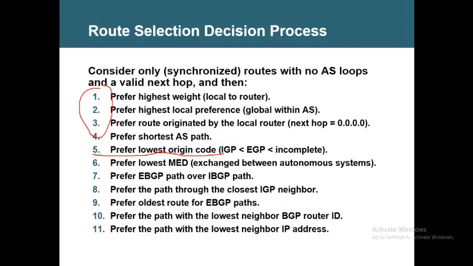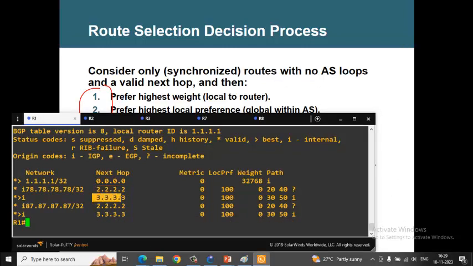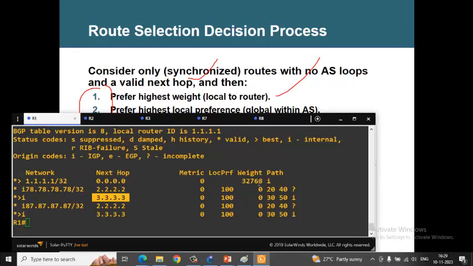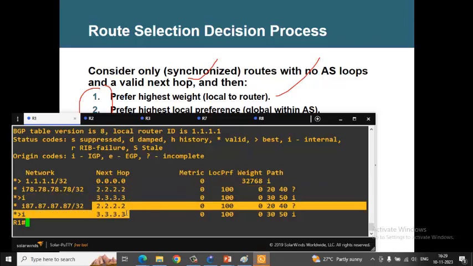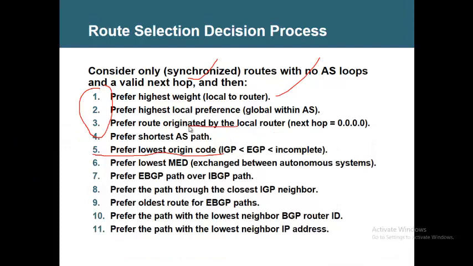Let us check. Do we have a reachable next stop? Both are reachable next stop, so that's a tie. The first point, 0th point is tie. First point, weight. Do we have same weight for both? Yes. Do we have same local preference? Yes. Do we have any 0.0.0.0 for this as a next stop local origin? No. For 78 and 87, there is no local origin. Okay, no local origin. And then what about the AS?